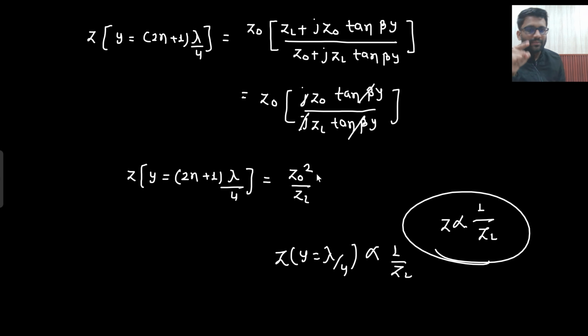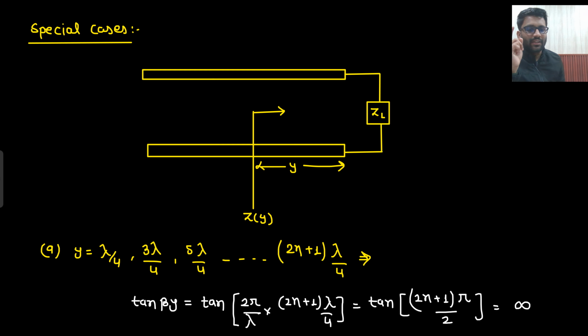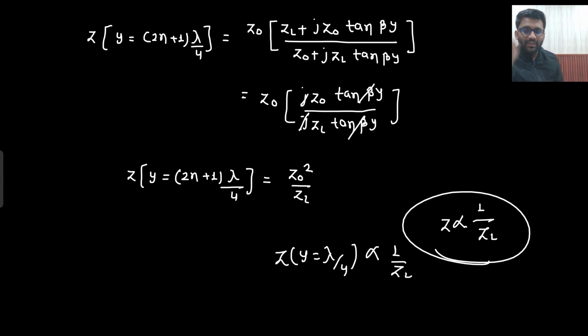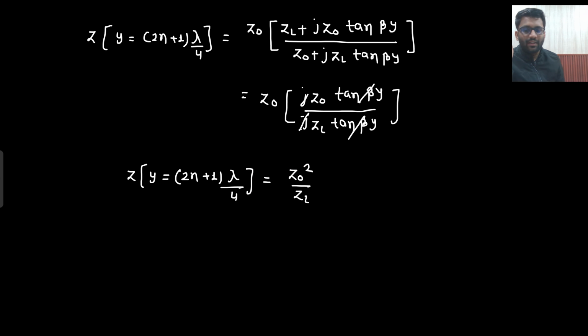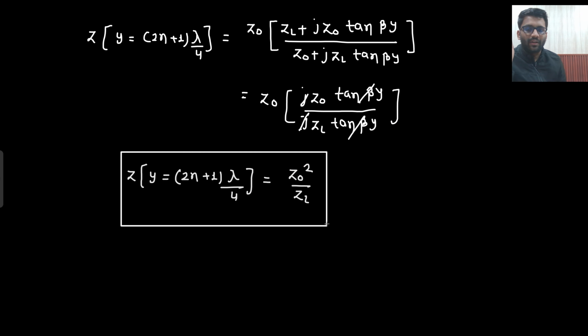In the upper side, Z naught square will come. And what is Z naught? Z naught is the characteristic impedance of the transmission line. So this should be there in your mind, and we will use it again and again. Eventually you are going to remember it.